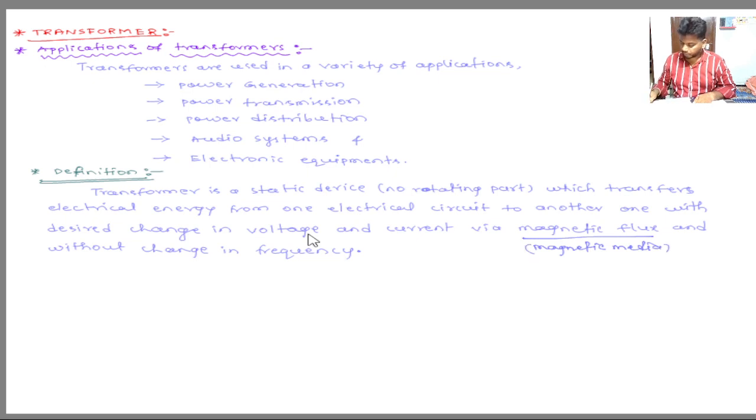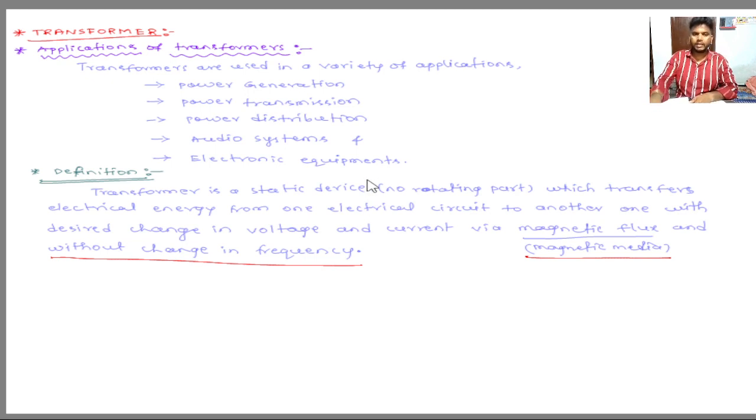Magnetic media. And the frequency of the supply is constant while transferring electrical energy from one circuit to another circuit. This is important. This is the simple definition of a transformer. While transferring electrical energy from one circuit to another, the frequency of the supply is constant. How is the electrical energy transferred from one circuit to another? By means of a magnetic medium, through magnetic flux. Is it clear?